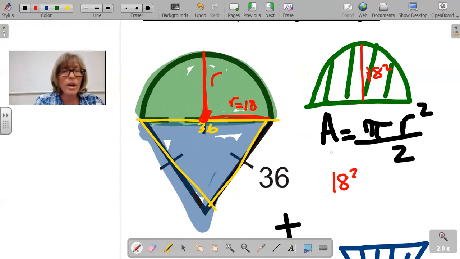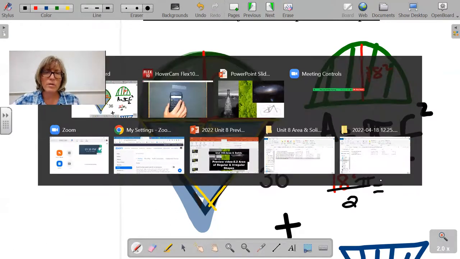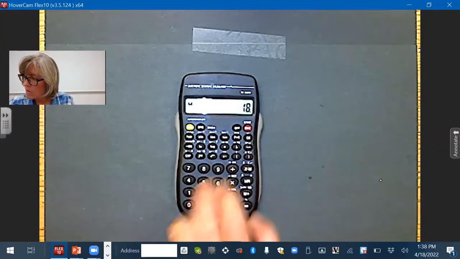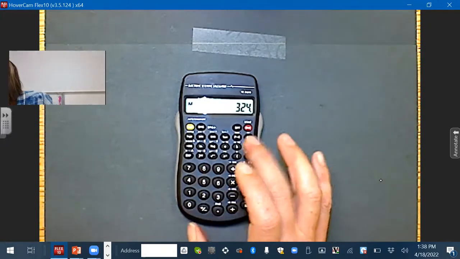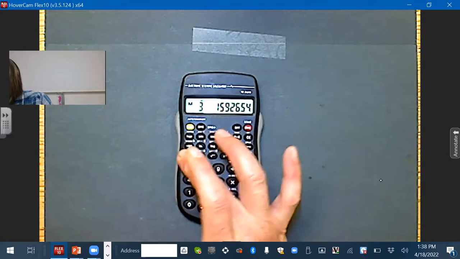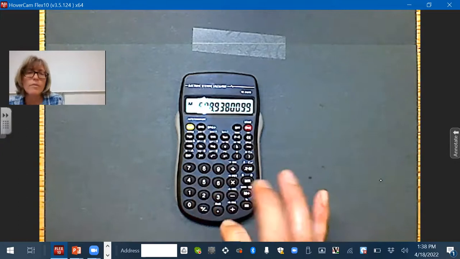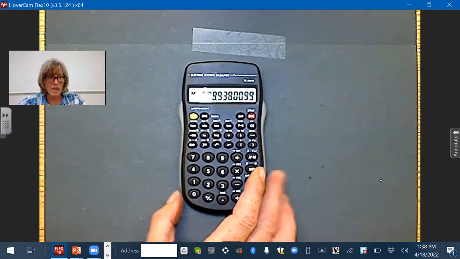So it's 18 squared times pi over 2. That's going to get our semicircle. 18 squared times pi over 2. So 18 squared times pi divided by 2, 508.9.